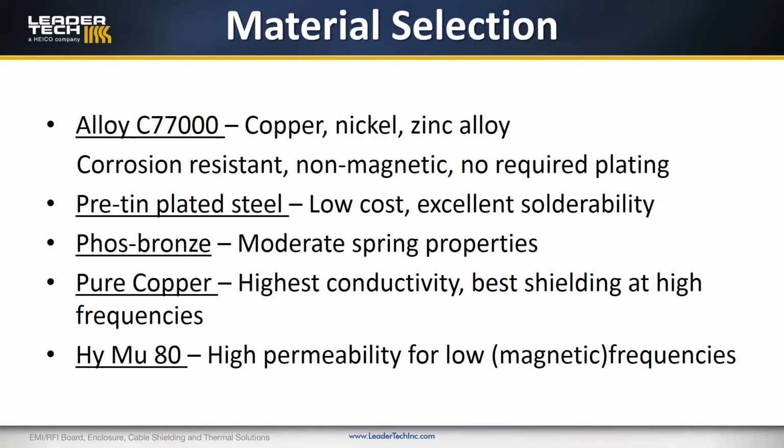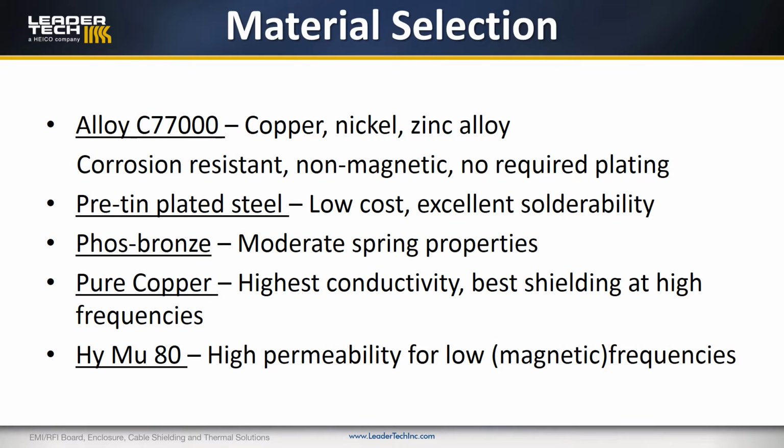It's also what we use when we need to design a part that is welded from multiple pieces that have to be put together, so it welds very well. It also has excellent solderability. The next material is pre-tin plated steel. Pre-tin plated steel is our standard type of material. It's cheap, it's easy to manufacture, it has excellent solderability. The trade-off is it doesn't have good corrosion resistance.